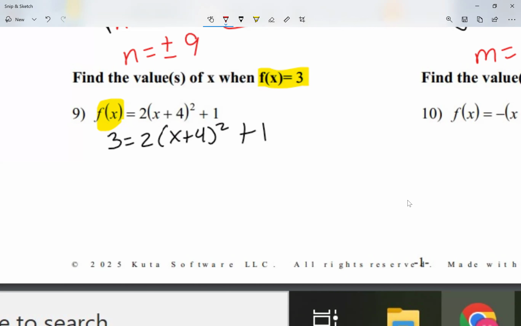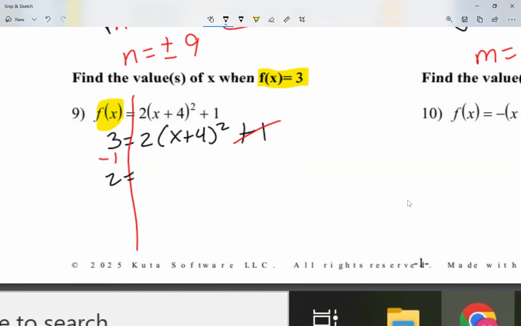So what I'm going to do, I'm going to separate my sides through the equal sign. I'm going to get the x by itself. So I look at any plus or minus that has nothing to do with the x. And yep, I happen to see this plus 1 right here. I'm going to get rid of this plus 1 by moving it to the other side as a minus 1. Don't forget to switch the sign. So let me just say that I have 2 is equal to 2 times x plus 4 squared.